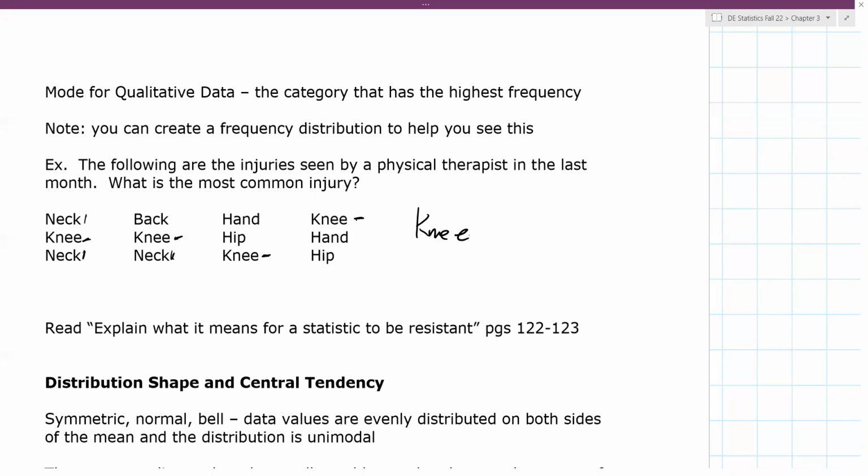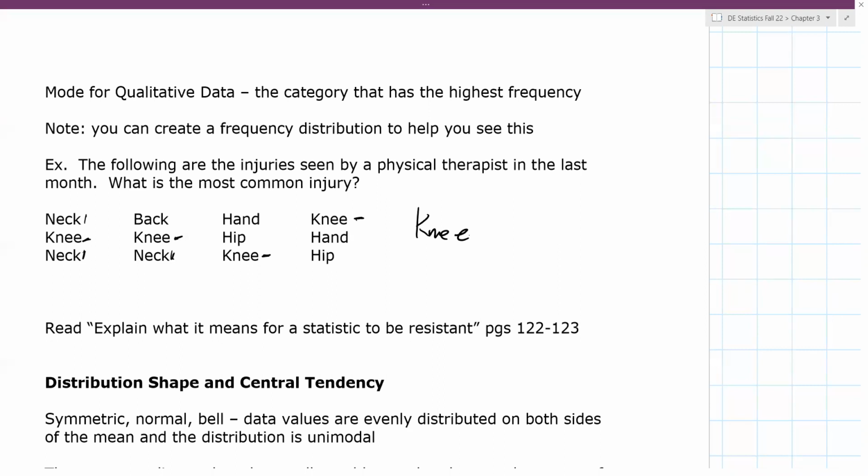It can go, or you can read more in depth about it on page 122 and 123. I'll give you a brief idea of what resistance means, and which statistics are or aren't resistant. When you resist something, it means you put up a fight. You don't want to change. So if something is resistant, it doesn't want to change.